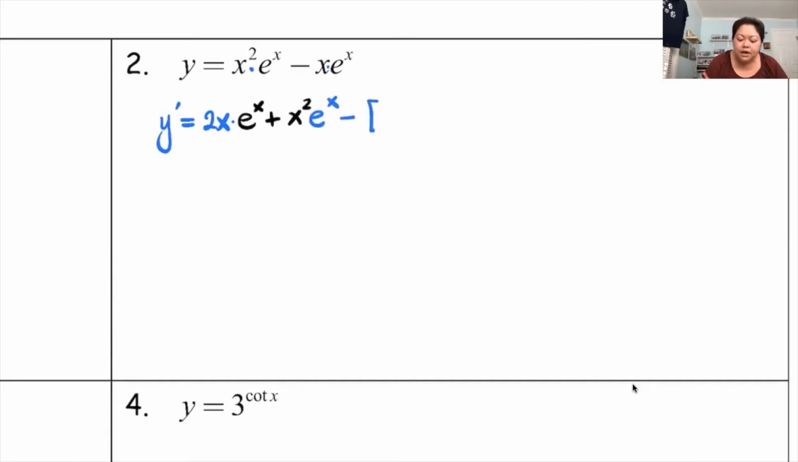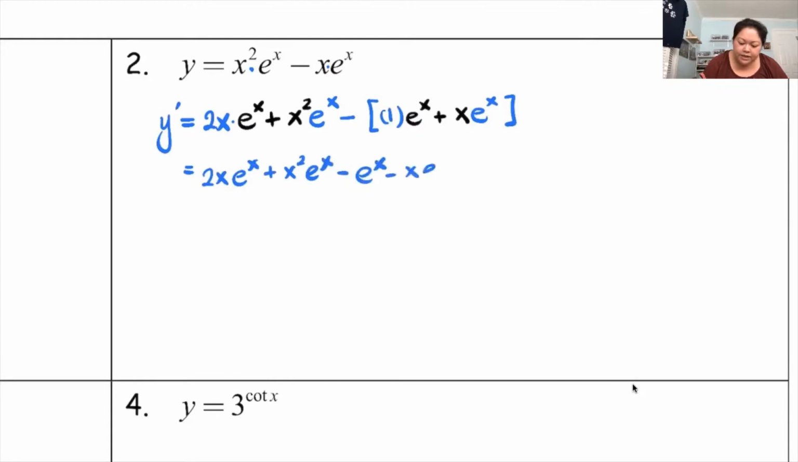Okay, minus. Typically, again, I don't put my minus in my product rule because I find it to be a little bit more annoying and it's kind of in the way, so I like to put it outside and deal with it later. Okay, I'm going to take the derivative of this x, which is 1, and you keep your original e to the x, and then again, you keep the original x, and then the derivative of e to the x is e to the x. Okay, now clean up. You have 2x e to the x plus x squared e to the x minus e to the x minus x e to the x.